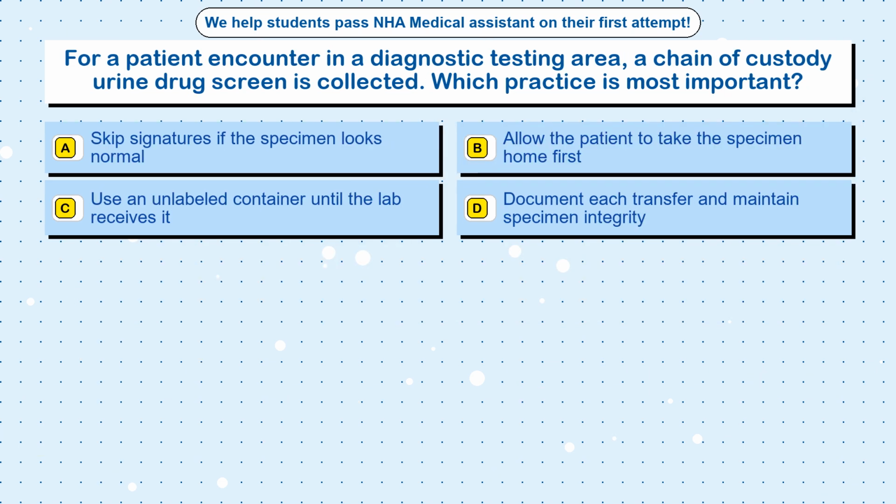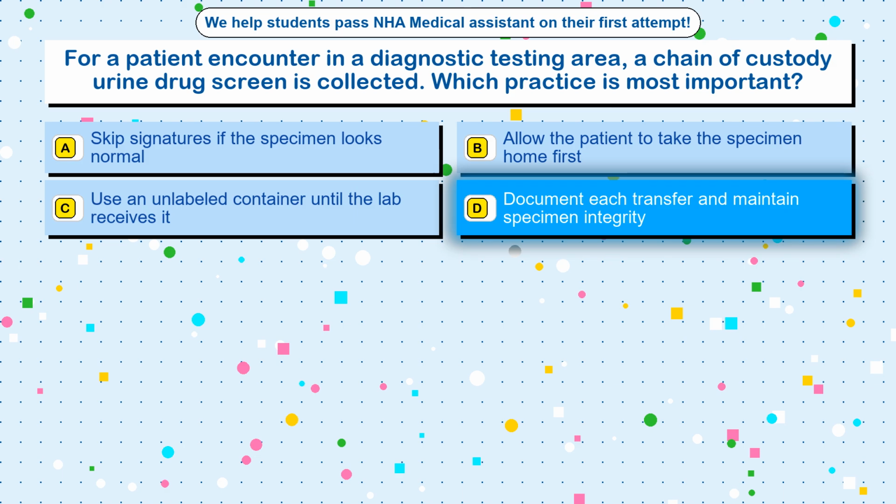Question 2. For a patient encounter in a diagnostic testing area, a chain of custody urine drug screen is collected. Which practice is most important? Option A. Skip signatures if the specimen looks normal. Option B. Allow the patient to take the specimen home first. Option C. Use an unlabeled container until the lab receives it. Option D. Document each transfer and maintain specimen integrity.